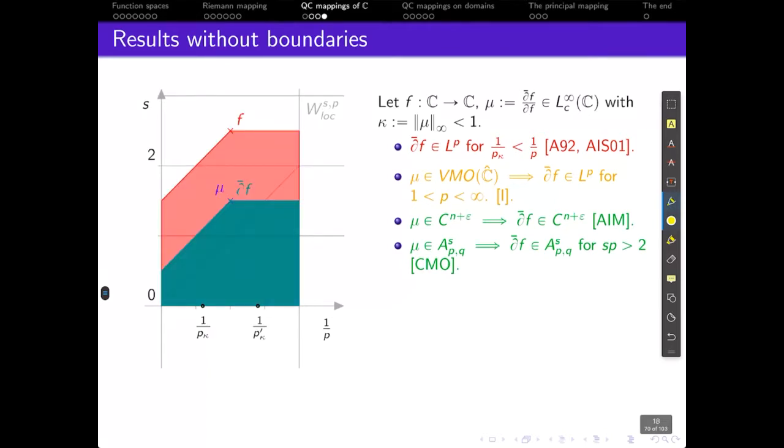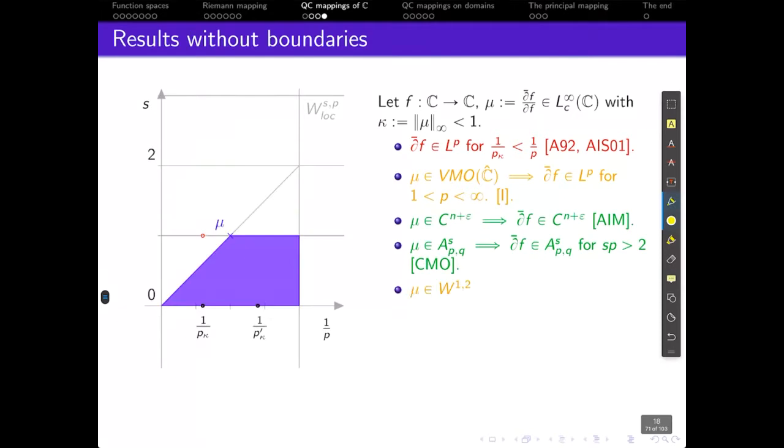Okay, if mu is in Sobolev W^{1,2}, this was Cruz-Mateu-Orobitg. So if it's in Sobolev W^{1,2}, then the delta bar f is in W^{1,2-epsilon}. So you lose the endpoint again. Exactly, and this was Clop, Faraco, Mateu, Orobitg, and Zhong that showed this. And of course, f has one degree more of smoothness.